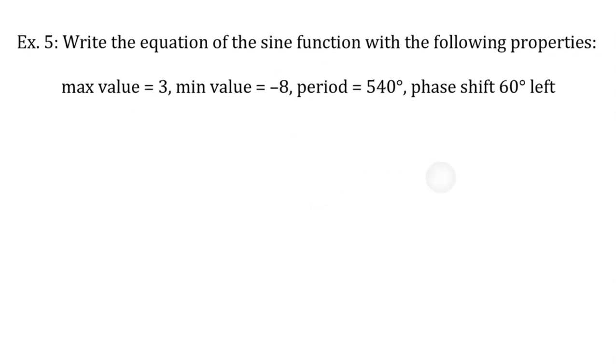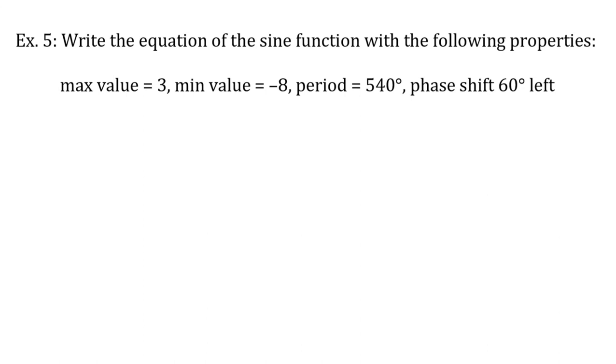I'm just going to talk about question 5. The answers for this will be put up on the classroom. They're already up there. Why is it different? It doesn't give me the amplitude or the vertical translation, but it gives me information I can use to find it. It gives me the max and the min. But everything else is the same. I'll leave it to you.